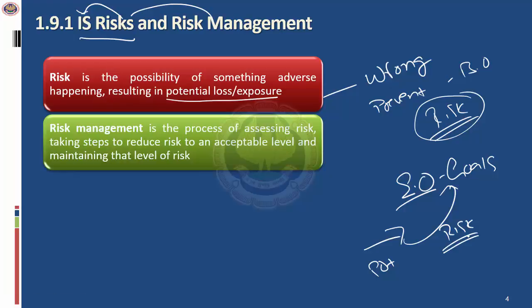What is risk management all about? Risk management is the process of assessing the different types of risks which can occur to the organization as it moves from its origination to its destination in achieving its goals, and taking appropriate steps to reduce the risk to an acceptable level. Now here, we are not talking about elimination, we are talking about reducing the risk to an acceptable level. How do you reduce the risk? By implementing the right level of controls as required.